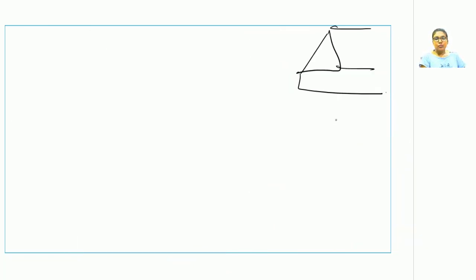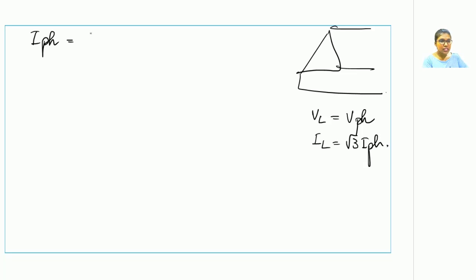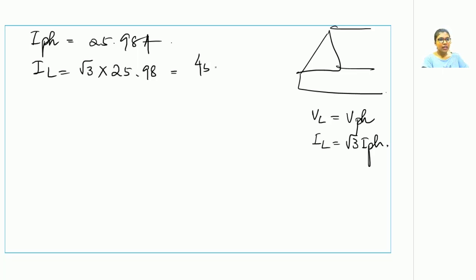Whenever a question is being asked to you, draw that particular connection and write down the relationship between the line parameters and the phase parameters. Since this is a delta connection, line voltage is equal to phase voltage and the line current is equal to √3 times the phase current. The phase current obtained in the previous slide has come out to be 25.98 amps. So IL will be √3 times this value, which is 45 amps.